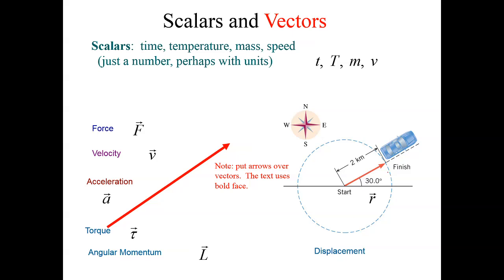So we have a displacement vector here of a car, and this car is driving at an angle that is 30 degrees north of east, and the car has traveled 2 kilometers in that direction. So this is what we need for a vector, right? We need the magnitude and we need the direction, so we have that.